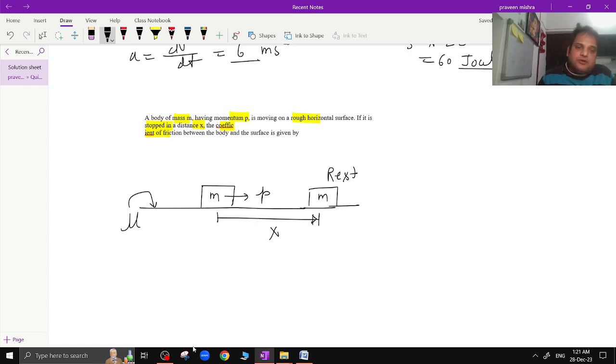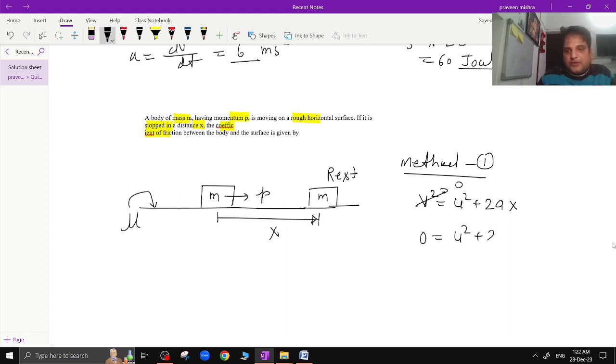Now this numerical can be done by two ways. So first I will give you method one. What is method one? You know that v square is equals to u square plus 2ax, right? So when it is stopped, velocity is going to be 0. Then 0 is equals to u square plus 2a into x, right?